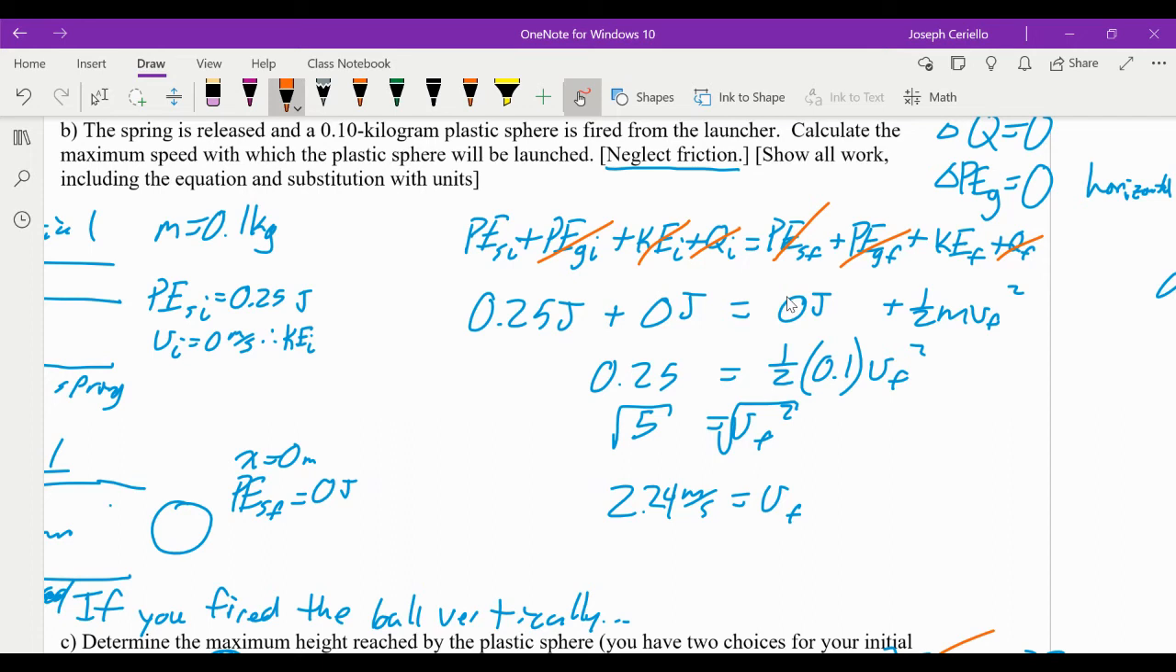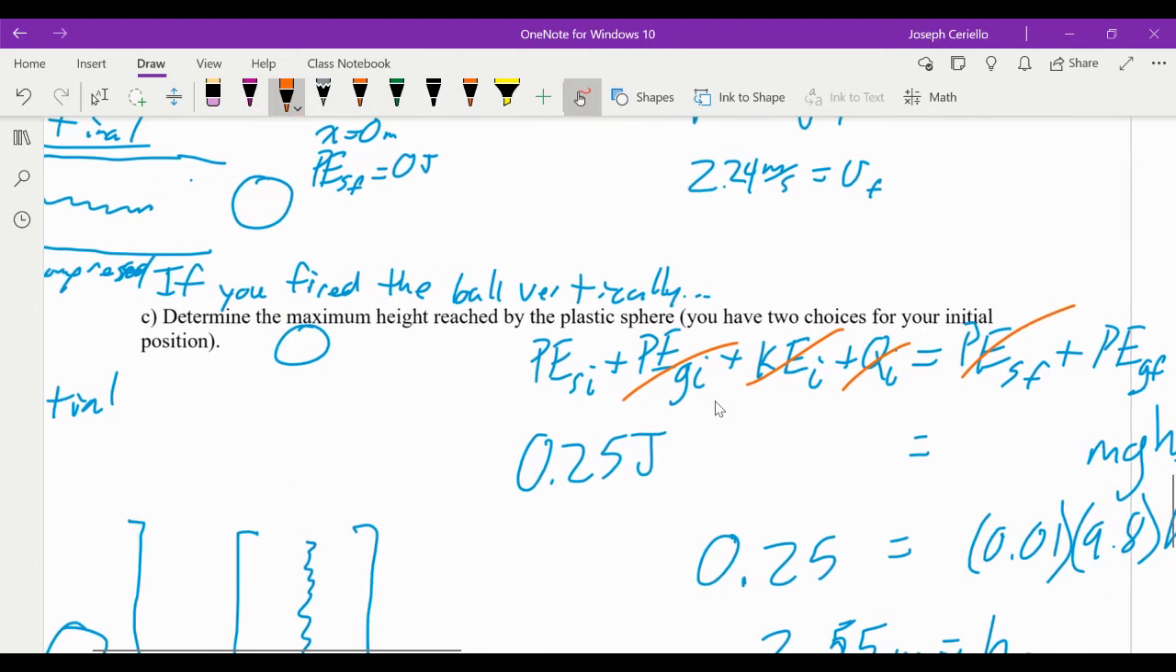All right. And what it ultimately boils down to is that the spring potential energy in the system transformed into kinetic energy in the ball in the system. And we would just solve for v. All right.